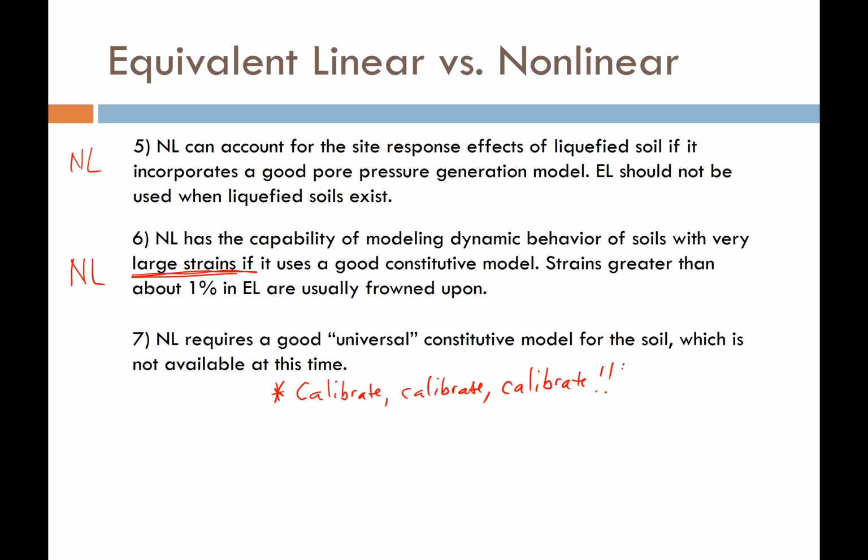You cannot just plug numbers into a nonlinear model, run with it, and trust them or believe them. Unless you actually calibrate your nonlinear model against proven and validated testing data to validate your constitutive relationships, your nonlinear model is garbage. If that's the case, well, the 7th round is going to equivalent linear.